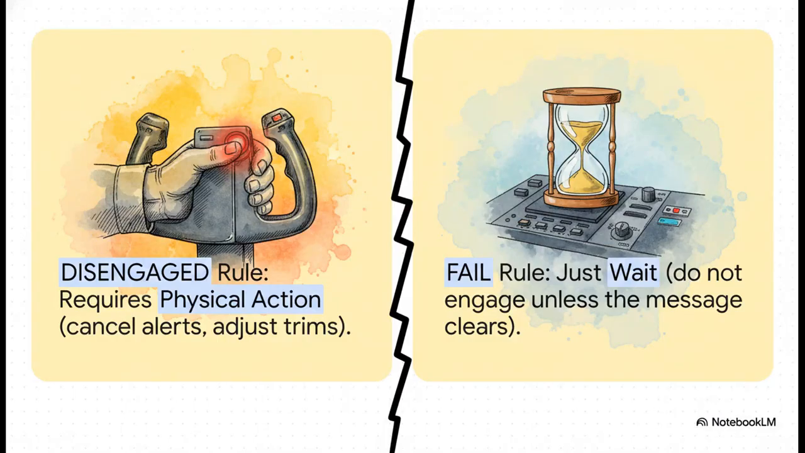First up is what we like to call the disengage versus fail rule. So if the PFD message says disengaged, you must take physical action. You press AP DIS to cancel the alerts, and you adjust your trims. But if the message says fail, your rule is simply to wait. You do not engage the system unless the message clears. So think, action for disengage, wait for fail. Keep that mental link strong and you're halfway there.